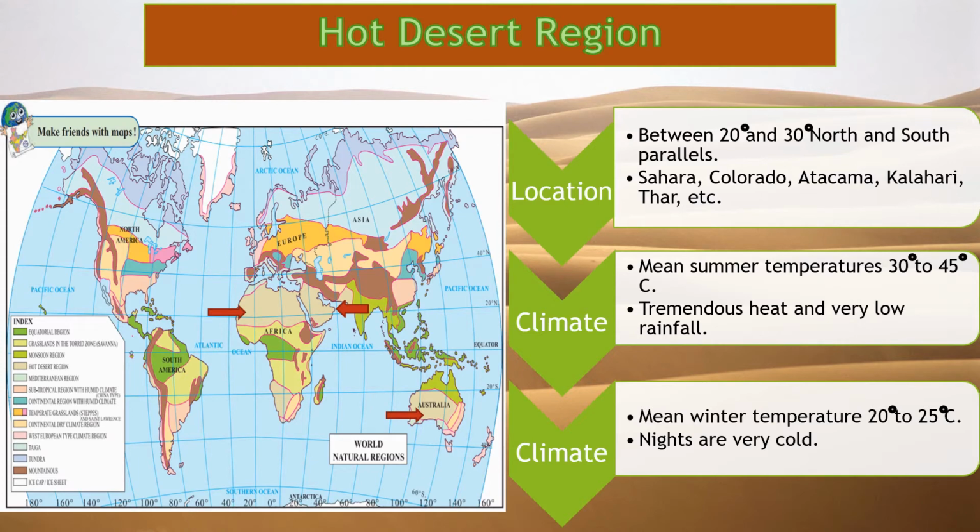The Sahara Desert falls in North Africa, the Colorado in North America. The Kalahari Desert is found in South Africa, whereas the Thar Desert is found in Asia. The summer temperature is between 30 degrees Celsius to 45 degrees Celsius. The region receives an extreme amount of heat and very little rainfall. The mean winter temperature falls between 20 degrees Celsius to 25 degrees Celsius. But at night, it is very cold in this region.